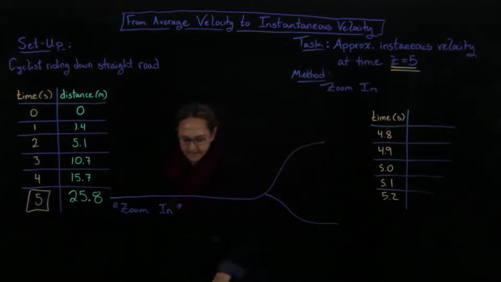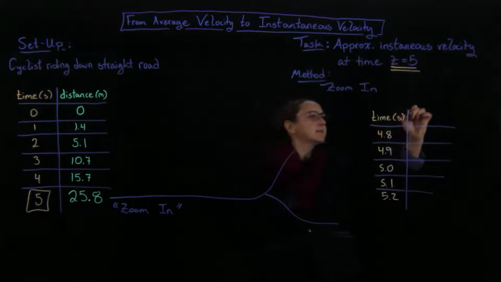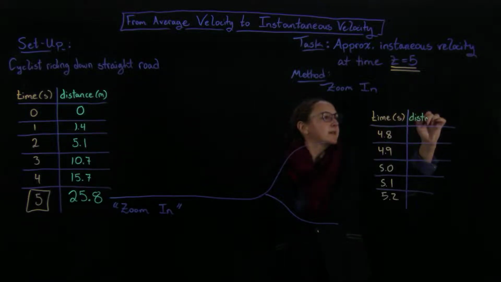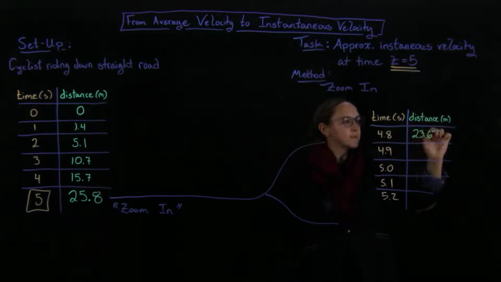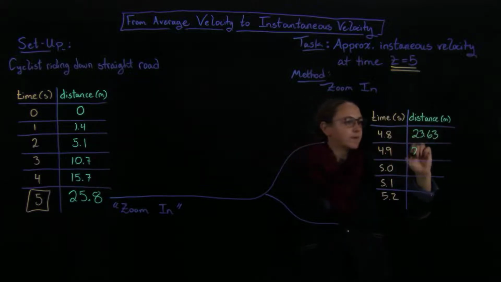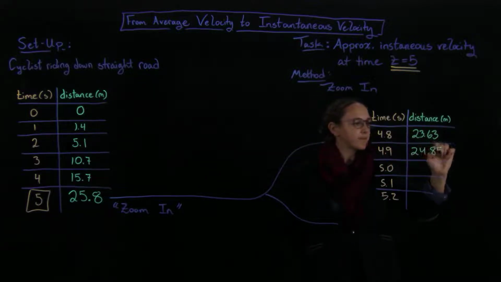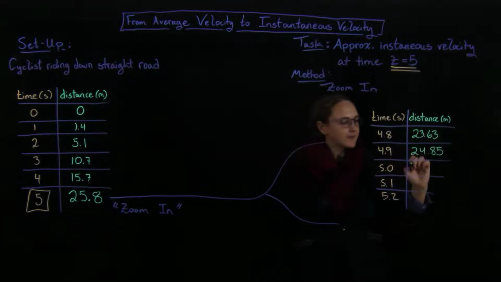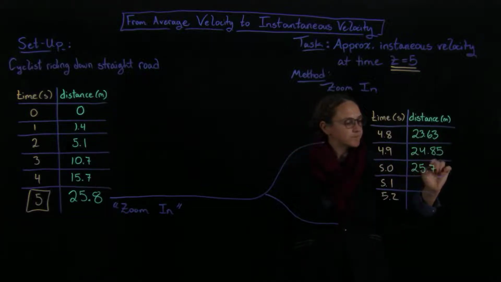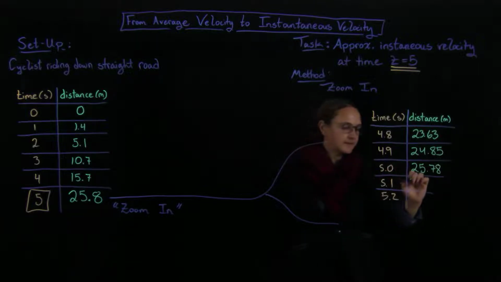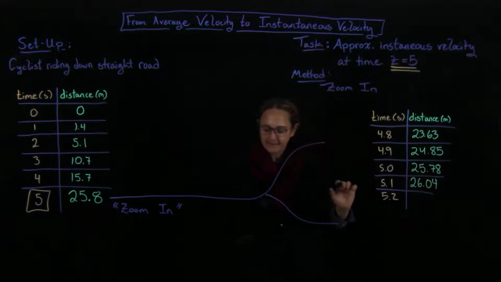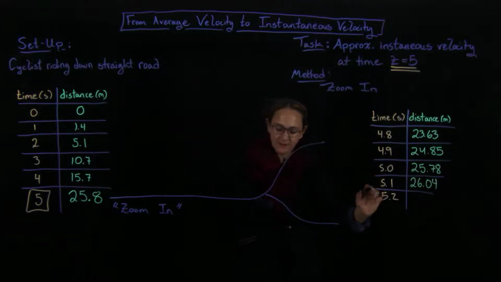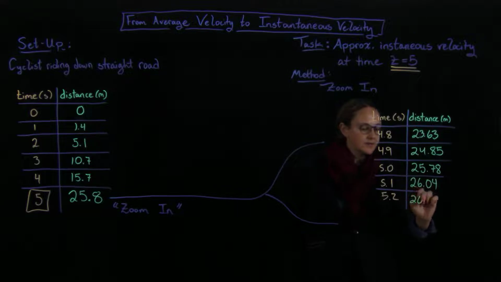Over here is the distance in meters that I've traveled by that time. So I have 23.63 and 24.85 and 25.78. Then we have two more distances, so 26.04, which is how far I've traveled after 5.1 seconds. And then after 5.2 seconds, I've traveled 26.77 meters.